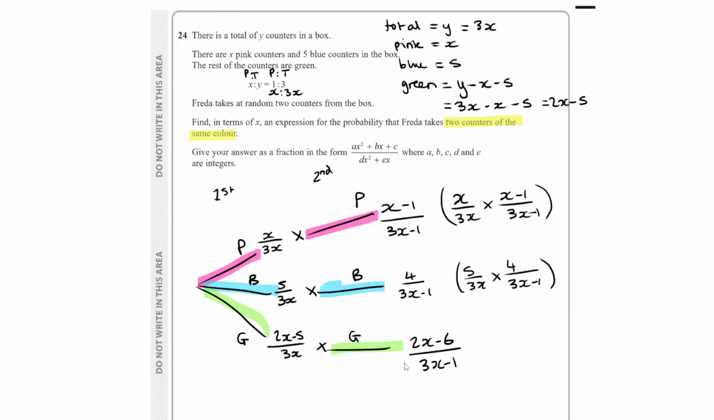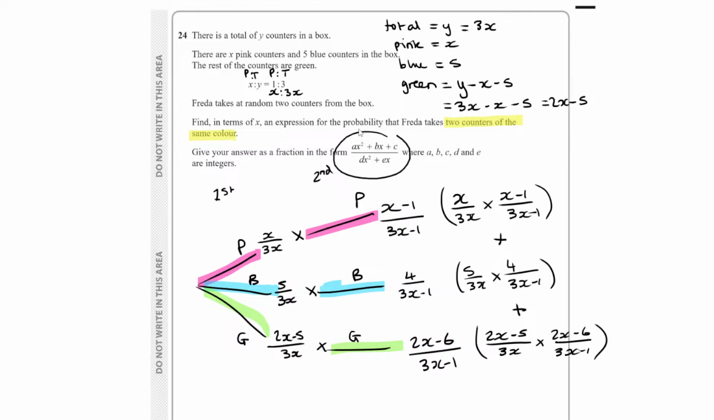And then the other option is you could get both green. Again, multiply those together. So 2x minus 5 over 3x multiplied by 2x minus 6 over 3x minus 1. And do you remember, if you highlight multiple different possibilities on your tree, that's when you add them up, because it's either pink and pink, or blue and blue, or green and green, and that's when we add them.